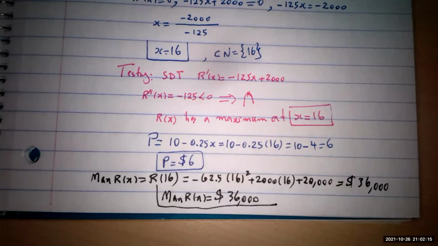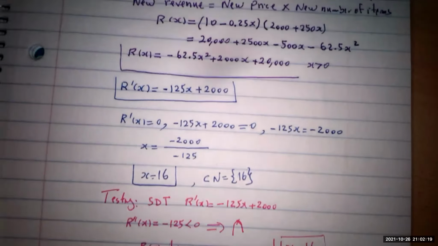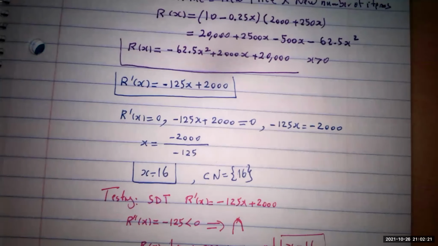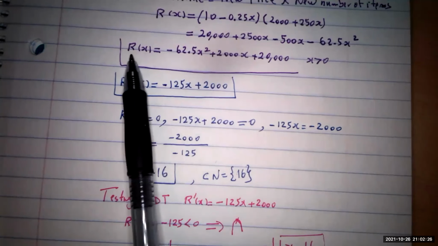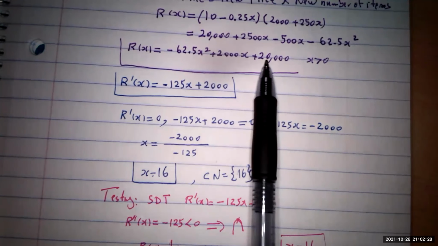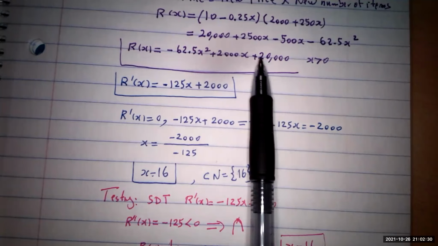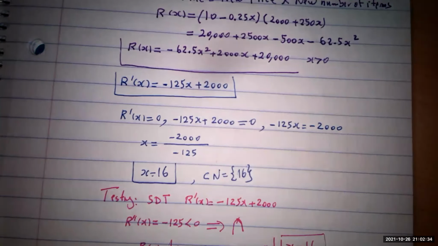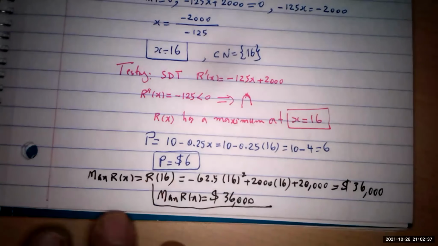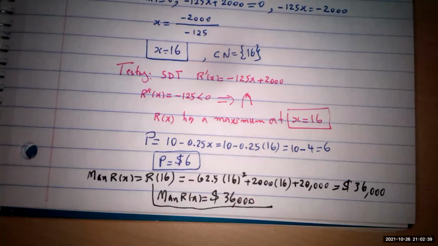Where did you get the 20,000 from? This is your revenue function. This is R of x, and we know that we got it from that method that we did. So again, this last part, they don't usually ask for it, but we are ready for it, to get this number. And when you find it, make sure that it makes sense.